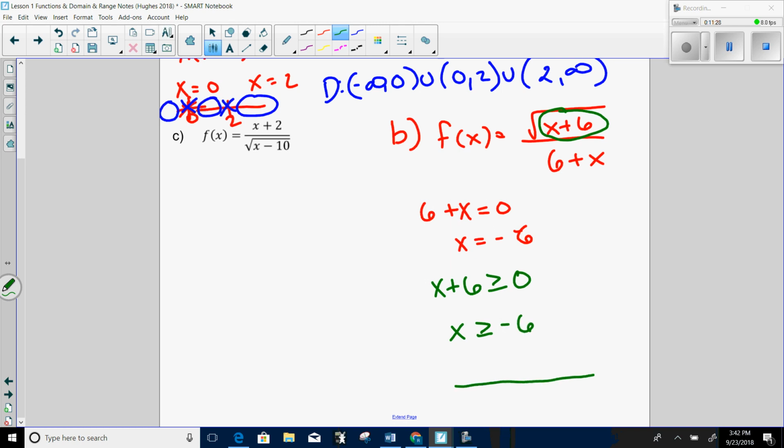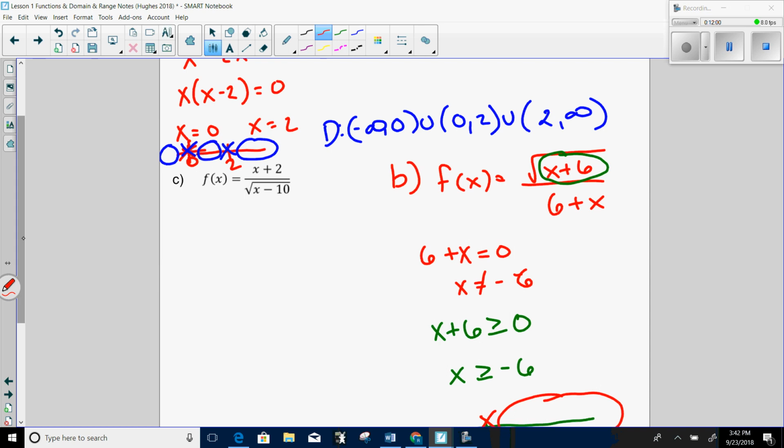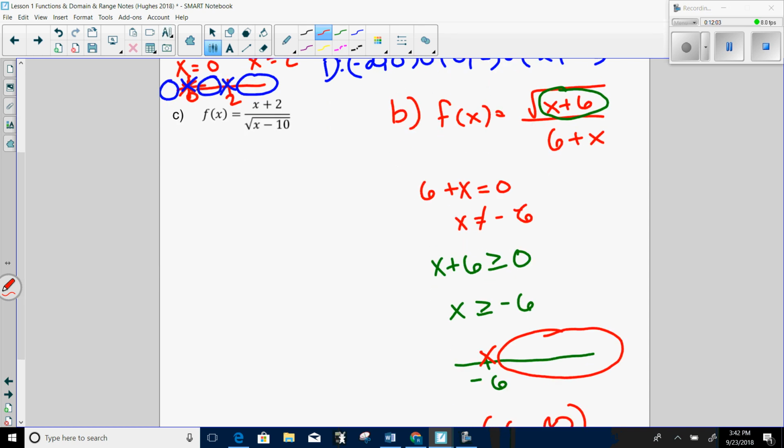So then if I look at that on a number line, negative 6 can't work. X cannot equal negative 6. But then this statement says x is greater than or equal to negative 6. Well, what that means is I want all of these numbers greater than or equal to negative 6. Why? Because that's what makes the square root on the top work. So then my answer would be negative 6 with a parenthesis all the way to positive infinity, because those are the only numbers that can satisfy the square root and the denominator.